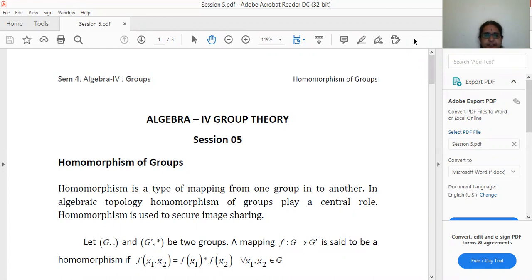This session is about homomorphism of groups. In this session, we shall define what is meant by homomorphism of groups and we shall study some examples. So what is homomorphism of groups? Homomorphism of groups is a mapping between two groups.